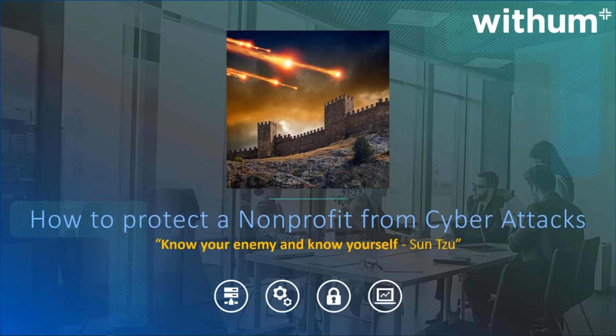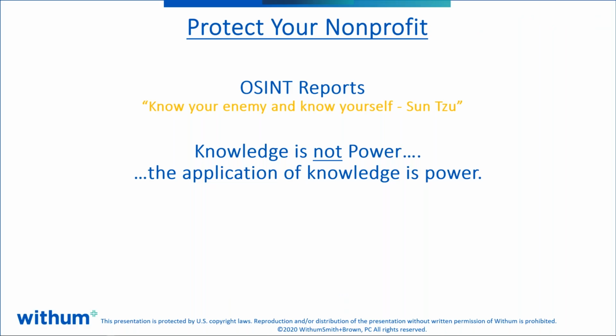Okay, so how to protect a nonprofit from cyber attacks. We want to start with knowledge. So these open source intel reports, that's what OSINT is, are very, very helpful. Get the threat intelligence reports, think out of the box, get a third party to tell you what's being brokered on the dark web. This is what we do. Also the outer perimeter scans: what's happening on your outer perimeter, what can we see?